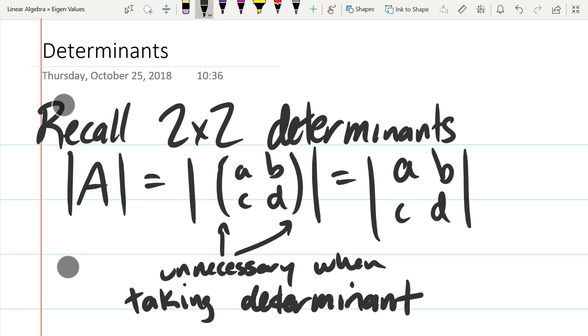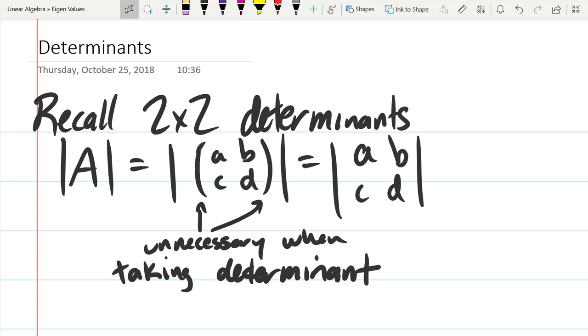Who remembers the determinant for 2x2? A times D minus C times B. AD minus BC. That I recommend you memorize. Here is a relatively easy way to memorize it.